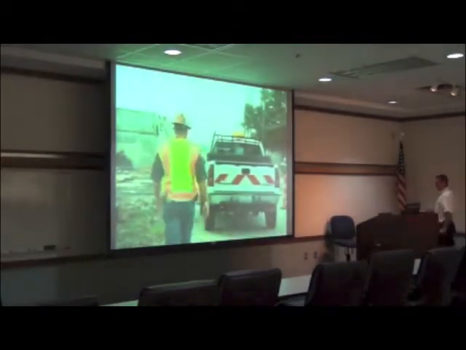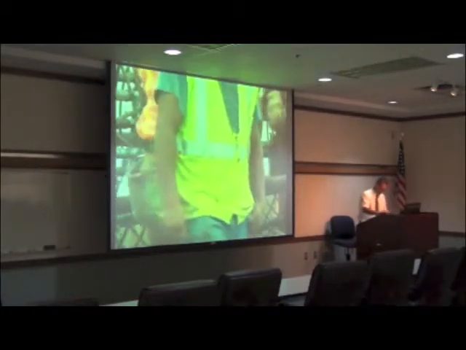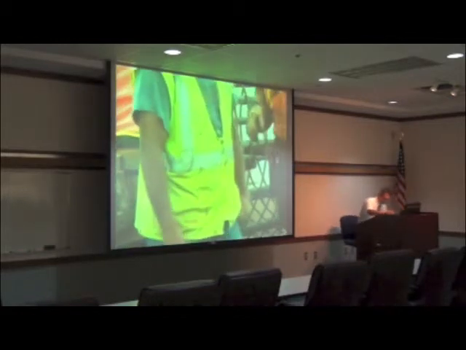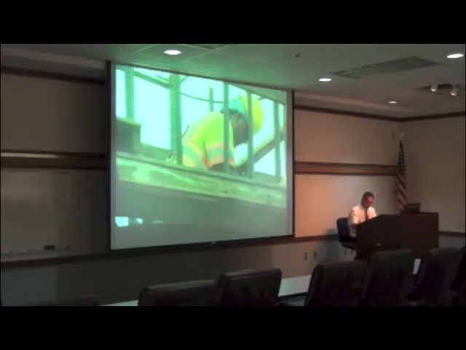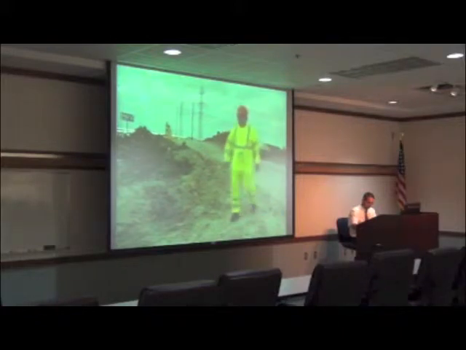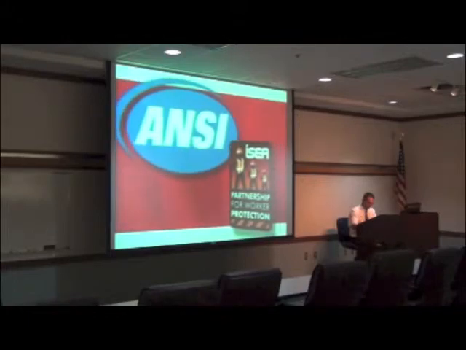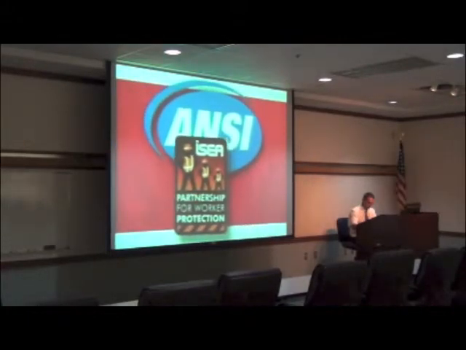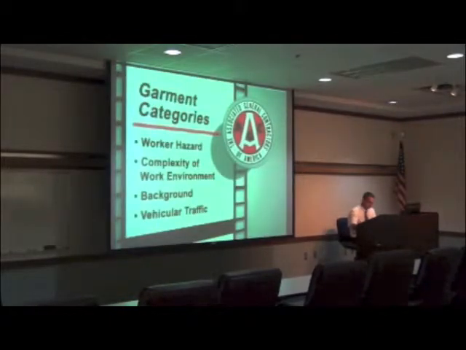When working in road construction zones, always wear high visibility safety apparel made of reflectorized or high visibility material so that you can be seen by other drivers or heavy equipment operators. This apparel includes high visibility headwear, vests, jackets, coveralls, trousers, and harnesses. The American National Standards Institute and International Safety Equipment Association define 3 garment categories which are based on worker hazards and tasks, complexity of the work environment background, and vehicular traffic.